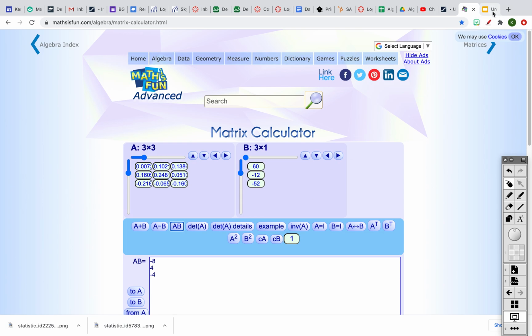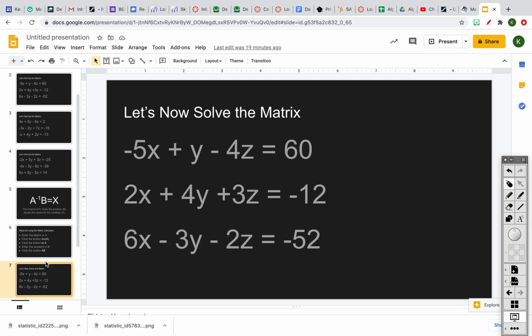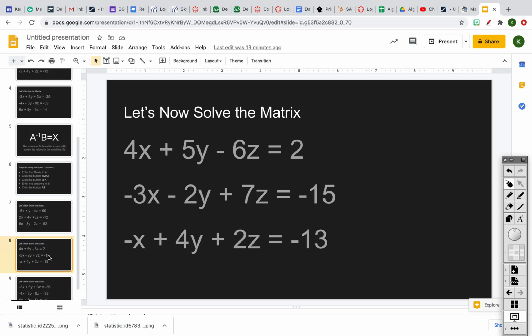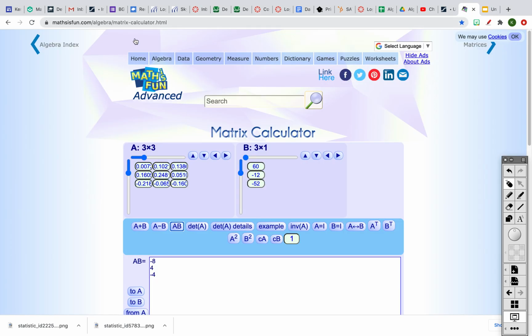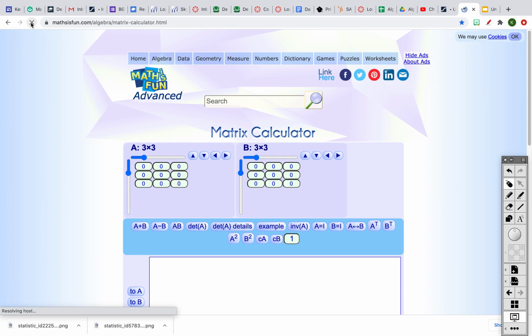Let's see this in action a second time. Okay, so on this one, as a reminder, we have 4, 5, -6, -3, -2, 7, -1, 4, 2. That is our A value. Our B matrix is a 3 by 1, which is 2, -15, -3. You go to the calculator, and if you hit refresh, it'll go all the way back to 0.